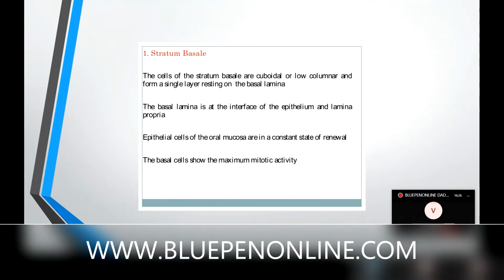The basal cells show maximum mitotic activity, because how much the basal cells produce, so much is the topmost layer of epithelium going to receive. Correct? So this is all about stratum basale.